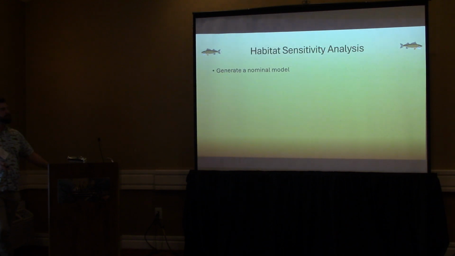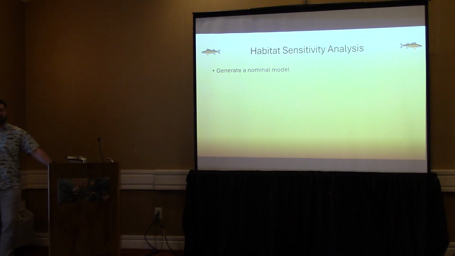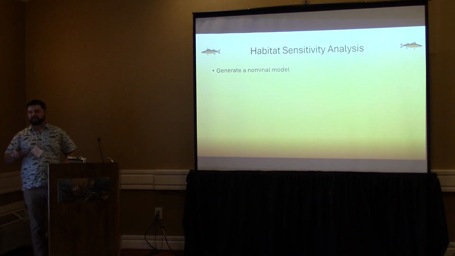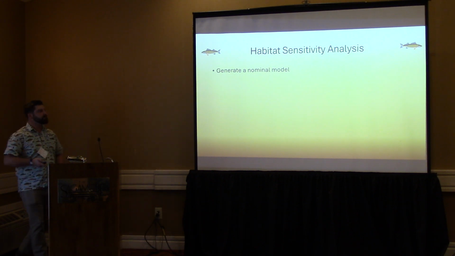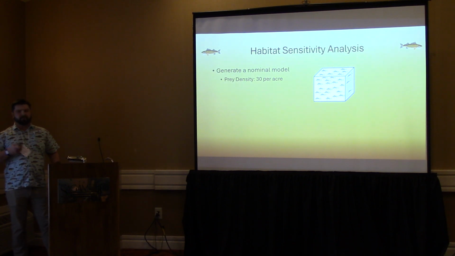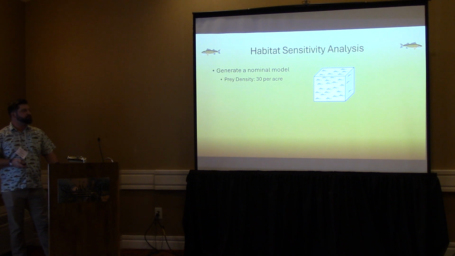And so our last part is we really want to conduct this habitat sensitivity analysis to get at the question of: is it temperature, is it light intensity, or is it prey density that's actually affecting these growth rates in these walleye? For this, we generated our nominal model, which took the prey densities averaged over 2008 to 2014 from Escanaba Lake, and that was essentially 30 prey per acre, the usual yellow perch densities, of course with various fluctuations.